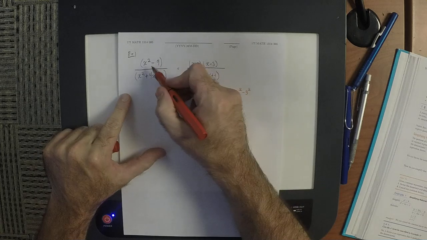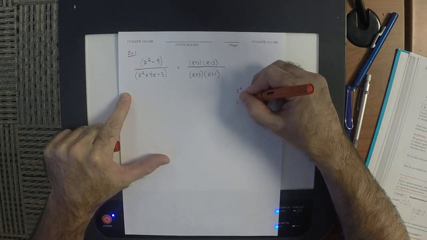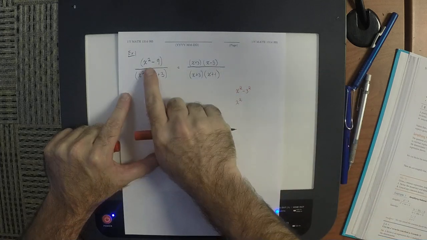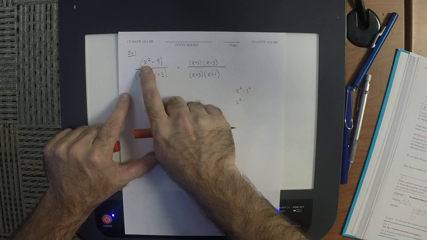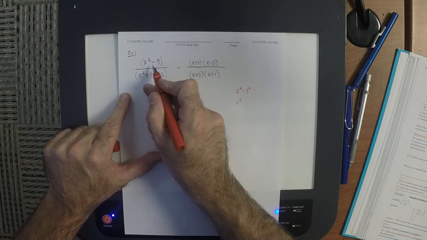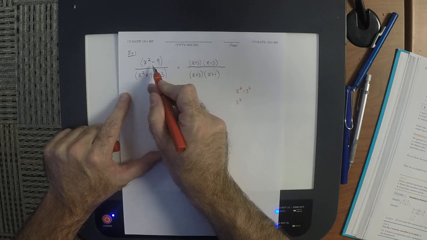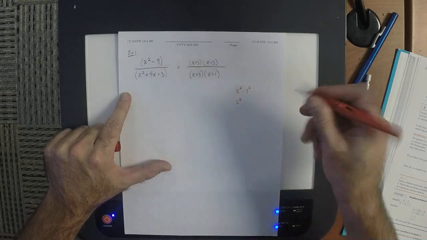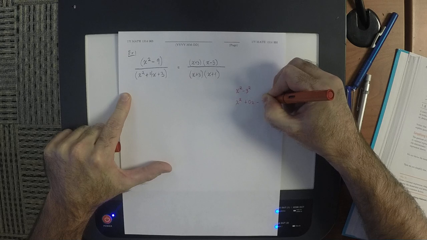alternatively, you could have looked at this as x squared, and then there's one degree 2 term. This is the degree 2 term, and its coefficient is 1. So that's how many x squareds there are. How many x's are there? Like this one has 4x. How many x's does this one have? 0. All right, so plus 0x and then minus 9.